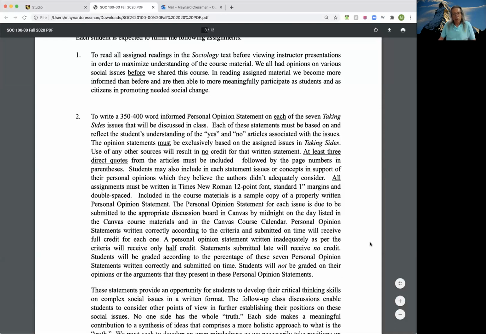Instead of getting the book and reading the issue, they would plug in, does immigration benefit the economy, and just Google it, and whatever came up, they copy and paste it. Please, I'm not a dope. I can figure that out. You didn't read the articles, so you've got to get the book and read the articles.